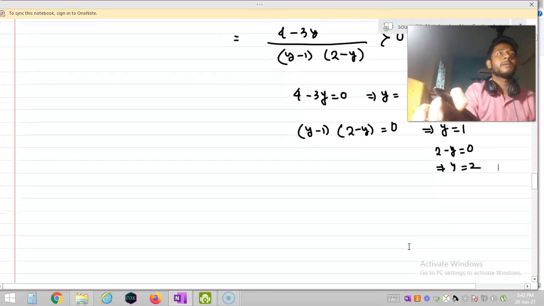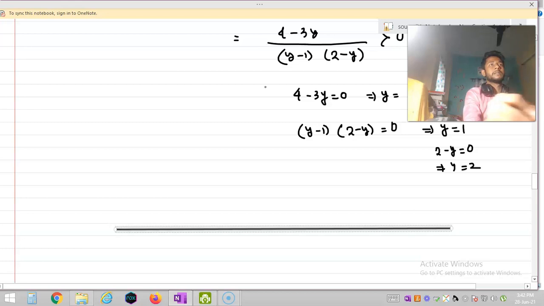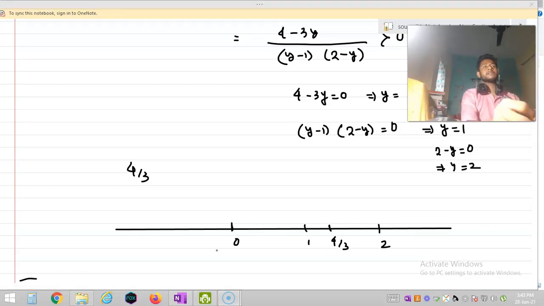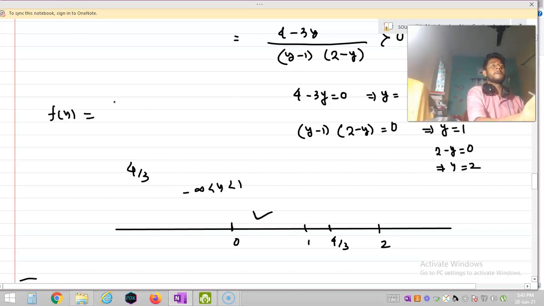Okay, so I am drawing our number line. This is our number line. This is our 0, this is our 1, this is our 2. You can see that the value of 4 by 3 lies between 1 and 2. So this is our 4 by 3. Okay, now first of all, if you choose y from the range minus infinity less than y less than 1, let me consider f(y) equal to 4 minus 3y by y minus 1 into 2 minus y.